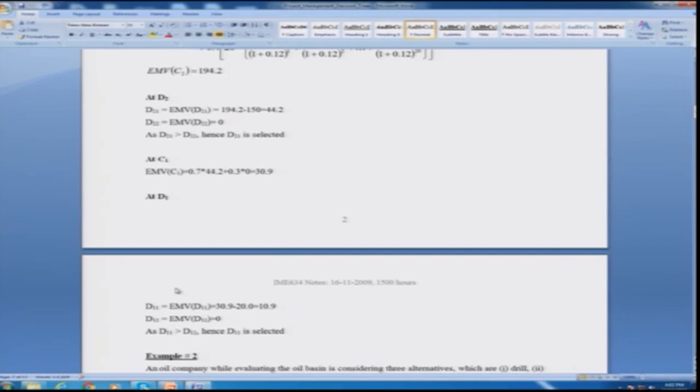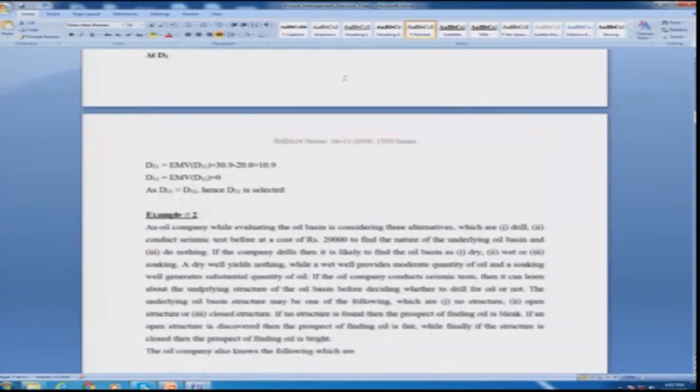Let us consider and extend this concept for a second example. An oil company, while evaluating the oil basin, is considering three alternatives.